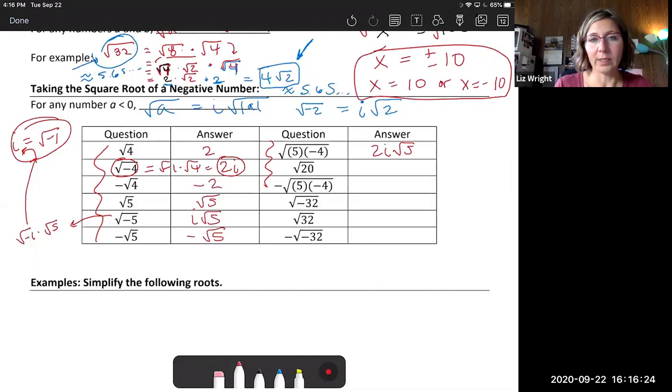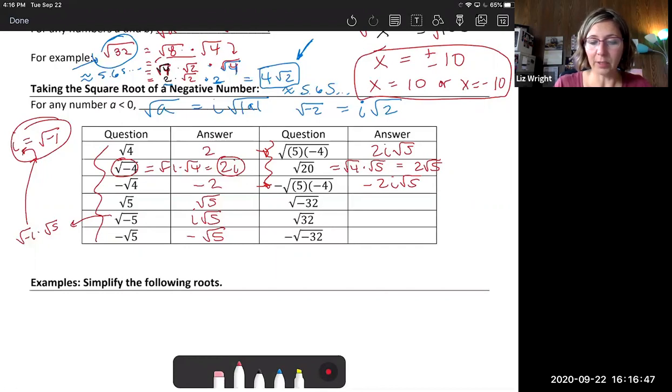So then, what's the square root of 20? Well, we're going to break it down into the square root of 4 times the square root of 5, which is going to give us 2 rad 5 for that. So this is the same, look at this one. This is the same as we had up here, except there's a negative on the outside. So this one's just going to be negative 2i rad 5.